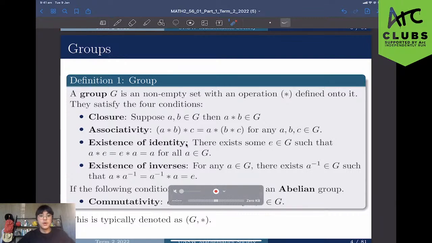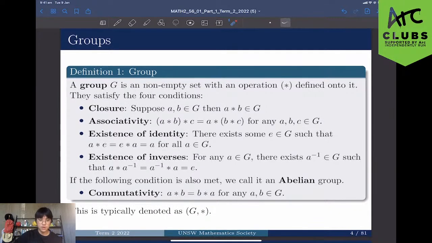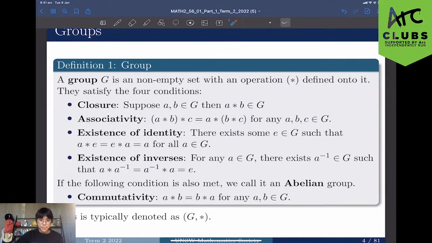So we start with groups. A group is a non-empty set with an operation defined on it, and it has to satisfy 4 conditions for it to be defined as a group. So it has to be closed, which means that if you have 2 elements of G and you apply the operation between them, the result has to also be in G. Associativity, so you can just move the brackets around.